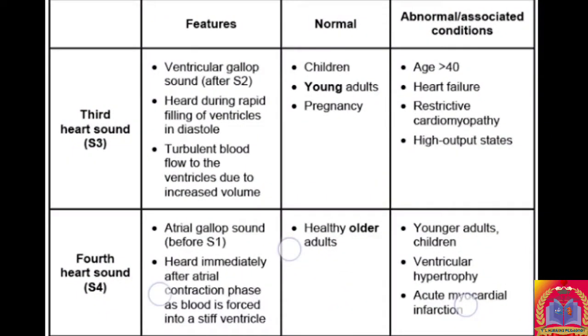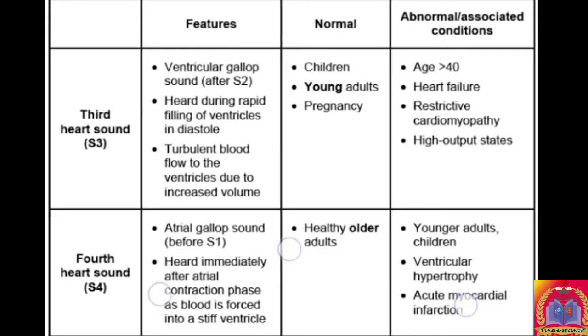So move on to the third heart sound. The features: it is a ventricular gallop sound after S2, heard during rapid filling of the ventricles in diastole. There is turbulent blood flow to the ventricles due to increased volume. It is normal in children, young adults, and during pregnancy. It is abnormal because there is a chance of associated heart failure, restrictive cardiomyopathy, and high output status.